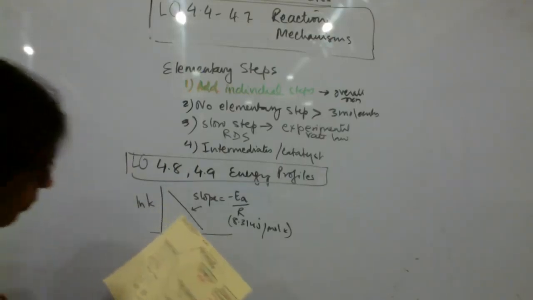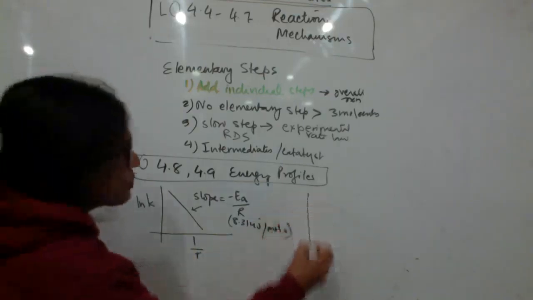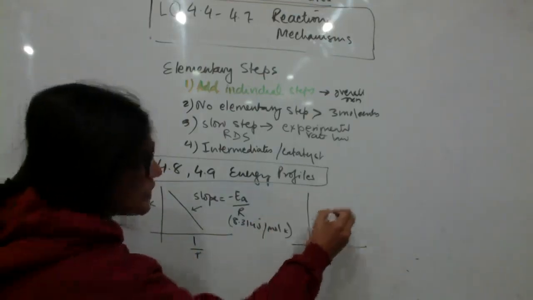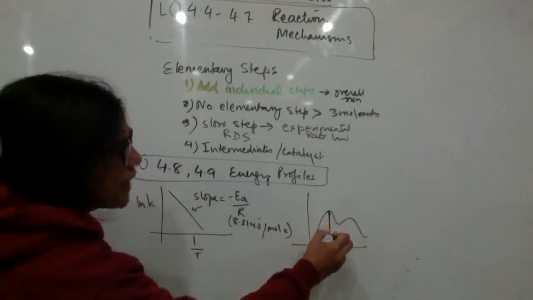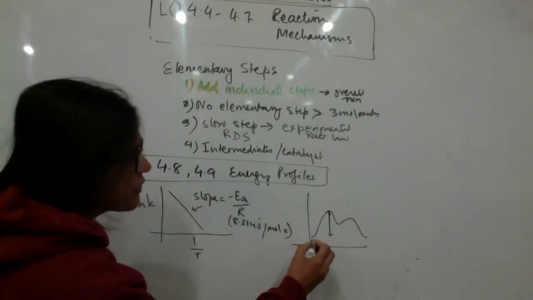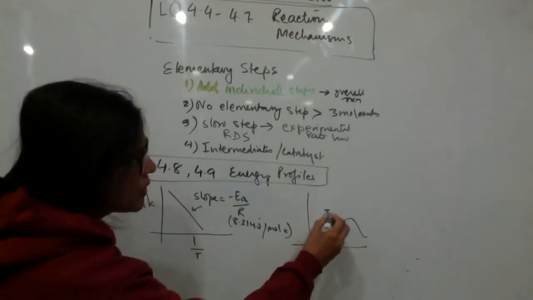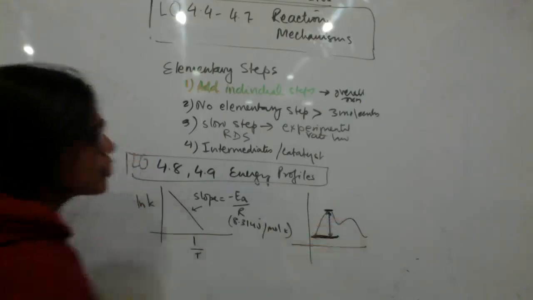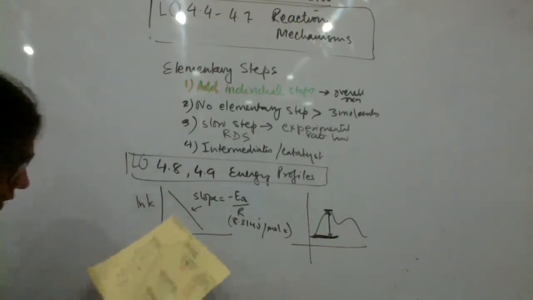And remember the energy profile that we made. If it is multi-step reaction, you'll have that many peaks. The slowest peak will have the higher activation energy, and activation energy is the energy that the reactants have to, the amount of energy they need to get to cross the energy barrier. The lower the activation energy, the faster the reaction.